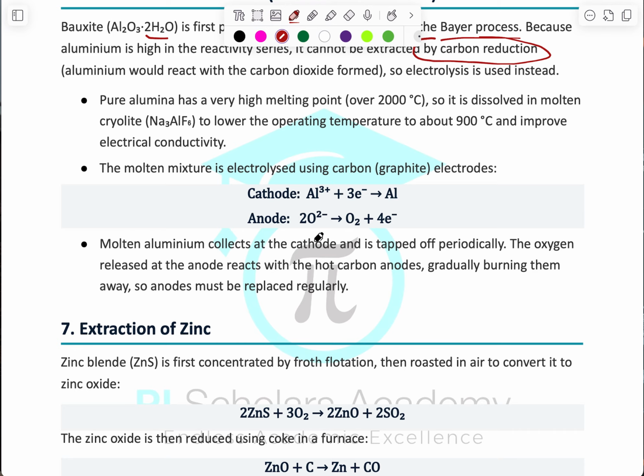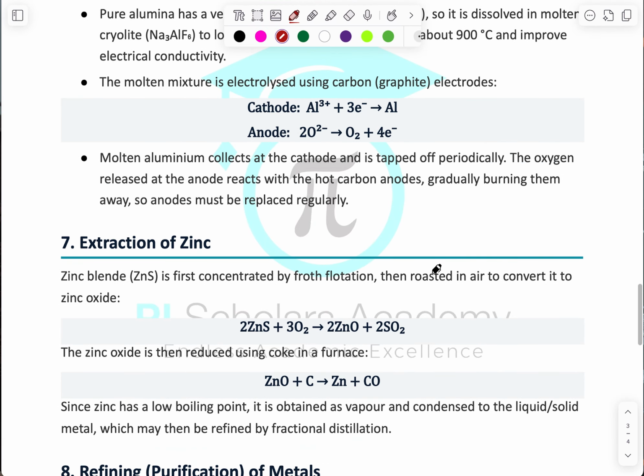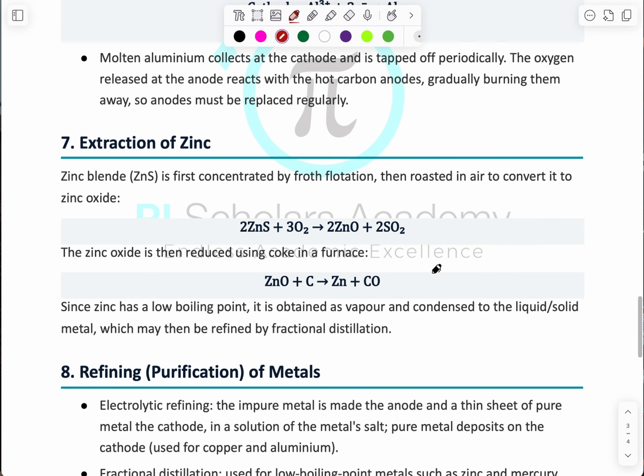So yeah, pure aluminum has a very high melting point. I've explained all of this under electrolysis. You can easily check them out. The aluminum ions are just going to be at the cathode, and they are going to gain electrons and therefore become aluminum. Then we have extraction of zinc.